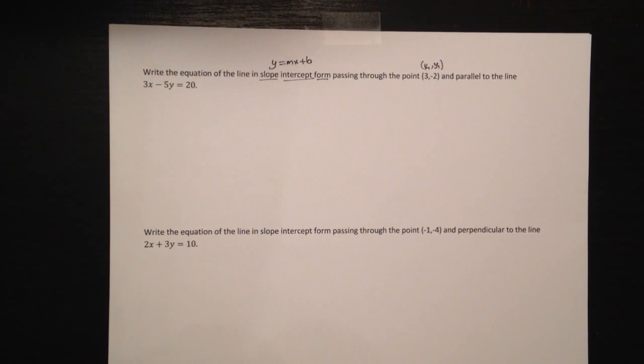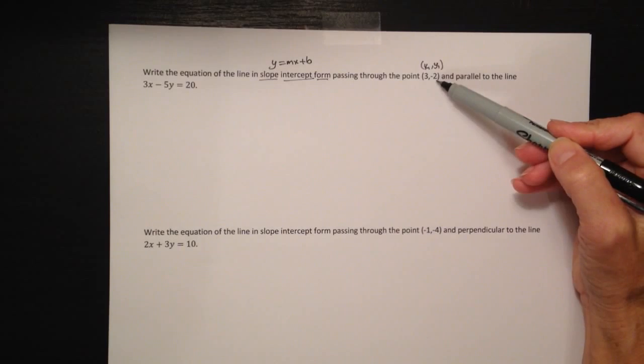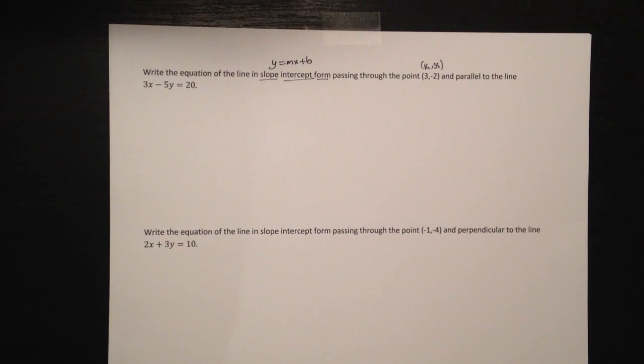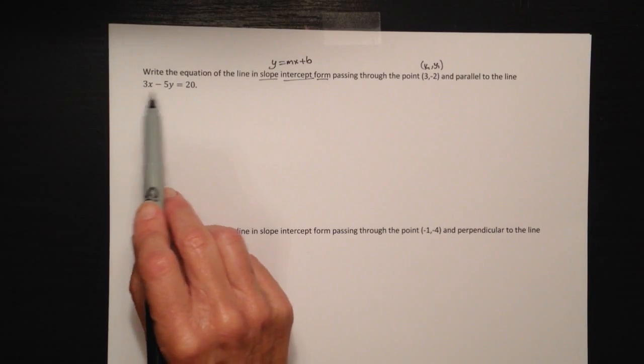Now to write the equation of a line, you need two things. You need the slope of that line, and you need any point on that line. We have one point on our line right here, 3, negative 2. We need the slope, but they didn't give us the slope, but they gave us enough information we could get it. Here's a line parallel to our line.